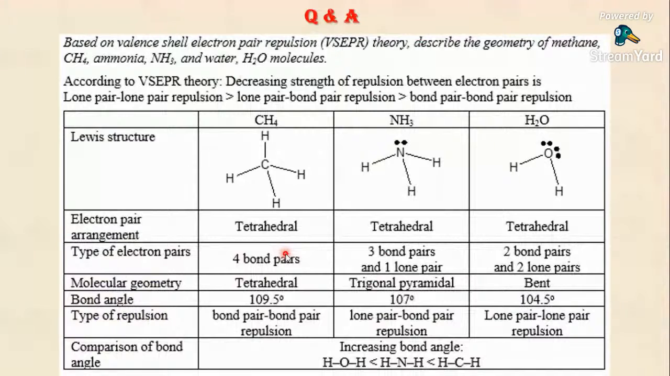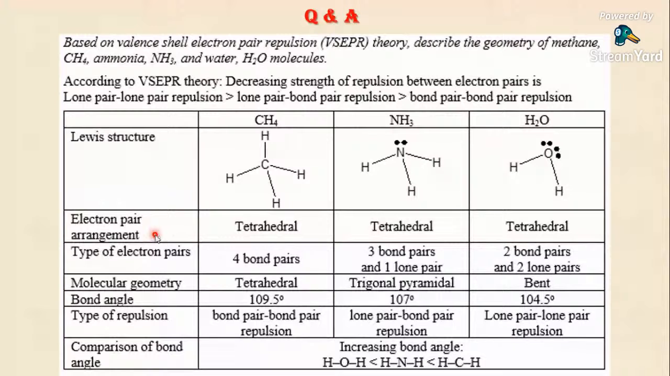So look at this example. Just now I asked, what is the difference between electron pair arrangement and molecular geometry? If we check methane, 4 bonding pairs. This one, 3 bonding pairs, 1 lone pair. 2 bonding pairs, 2 lone pairs. So the sum of the bonding pairs and lone pairs is all equal to 4. That's why the electron pair arrangement refers to the basic geometry. So how many basic geometries are there? There are 5. You must always remember electron pair arrangement refers to the basic geometry.